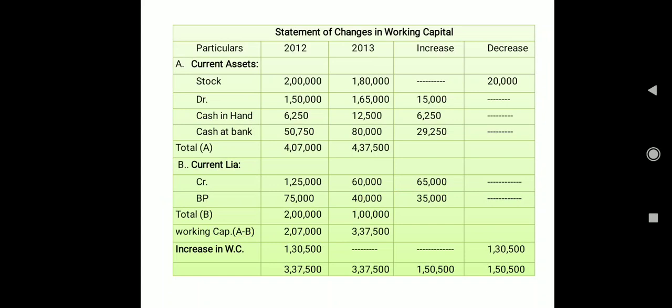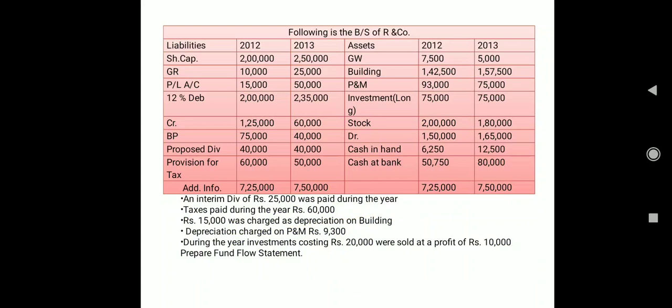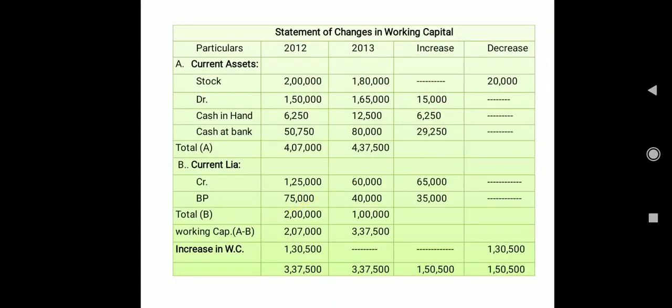So first I have taken stock here, and we always have to compare between the 2 years which are given. So 2 lakh and 1 lakh 80, that means 20,000 has decreased, and decrease in current asset means decrease in working capital. So in the decrease column 20,000 is posted. Similarly I did with the debtors, cash in hand, and cash at bank also. If we go with the question, we had only these 4 as current assets: stock, debtors, cash in hand, and cash at bank. So all 4 I have taken here.